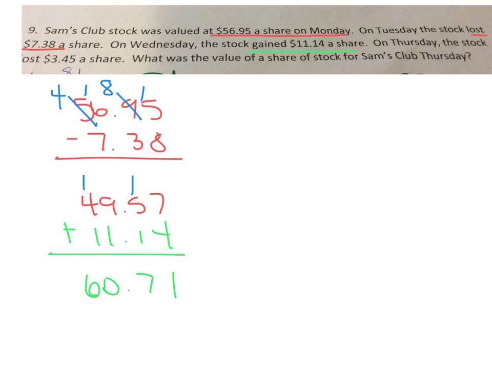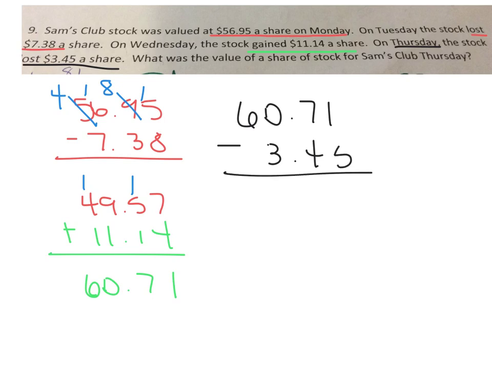All right, we are up to Thursday. So on Thursday, the stock lost 3.45. So now I'm going to take my 60.71, and I have to subtract 3.45. Again, if you do that on the calculator, my answer comes out to 57.26. If you do it by hand, I'll go through that process again.